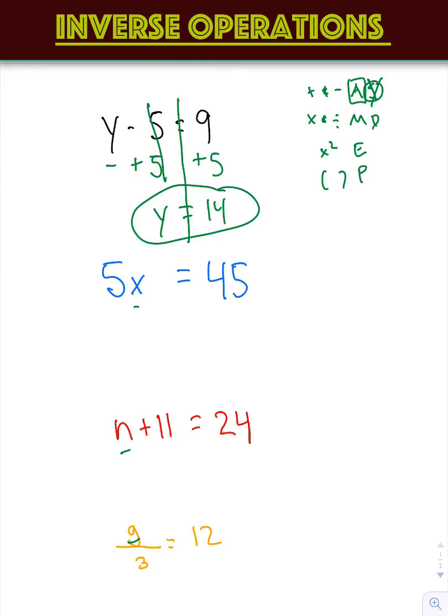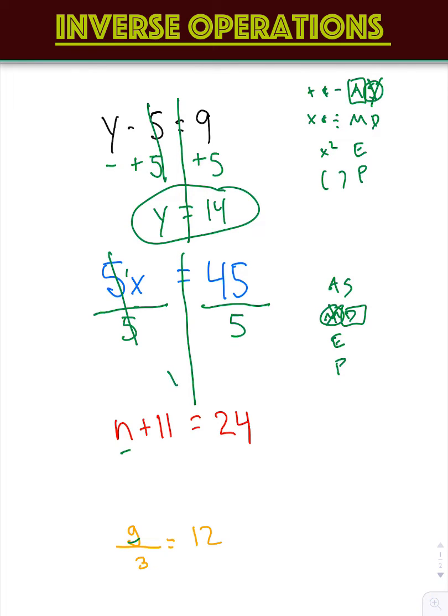So that's what I'm doing on all of these. So I'm going to again write out ASMADEP to get me started. Addition, subtraction, multiplication, division, exponents, parentheses. In this case, when a number is just touching a variable and there's no operation listed, that means I actually have multiplication present. I'm going to do exactly the opposite. I'm going to divide. So where I see my multiplication right there, I'm going to divide. 5 divided by 5 is just 1, so I'm just left with 1x. On the other side, I divide as well, because what I do to one side, I must do to the other. 45 divided by 5 is 9. 1x, or just x, equals 9.